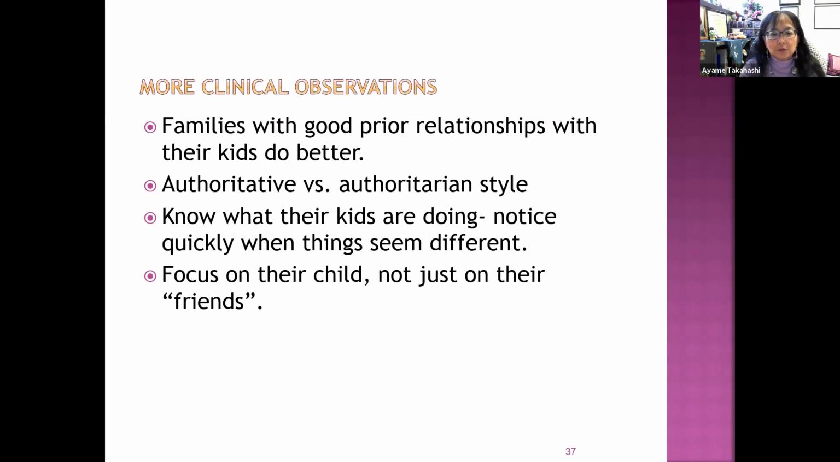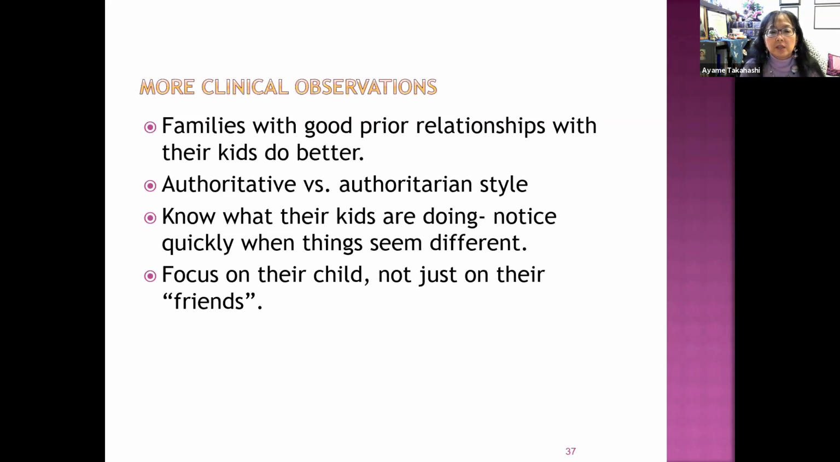Some more clinical observations. First one, families with good prior relationships with their kids tend to do better. Now that probably makes a lot of sense. I remember one family in particular where the son started using marijuana in his senior year of high school. And dad, because they had such a good relationship, noticed there was something off about him right away. Confronted him right away, brought it into the treatment session, addressed it quickly. And because the son had such respect for his father, disapproval carried a lot of weight. And so after a month of use, he just stopped completely.